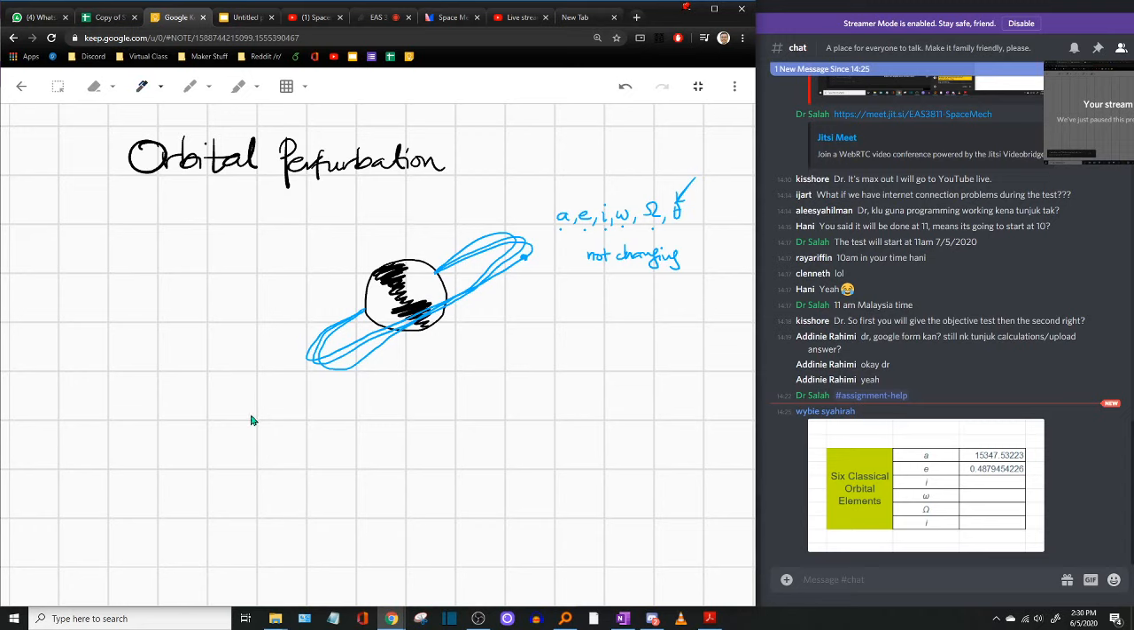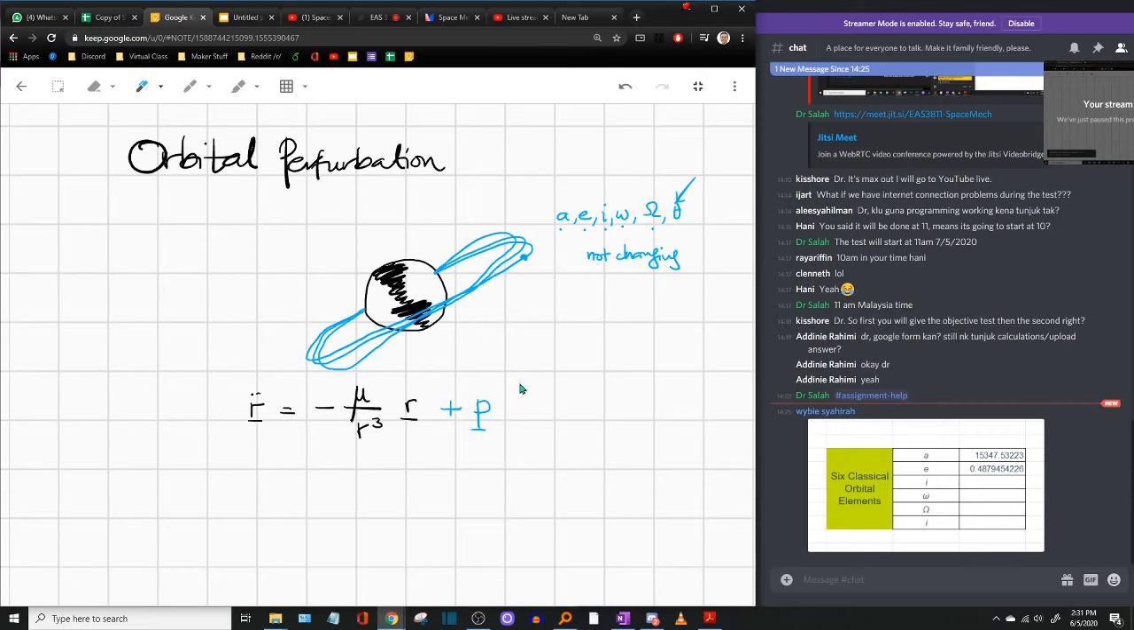For example, you have seen this, our two-body problem. So this is no problem. This is an ideal situation where everything is just nice. We don't consider any external perturbation. We don't consider any external force acting on an orbit. But in actuality, we might have some small forces acting on our satellite as well.